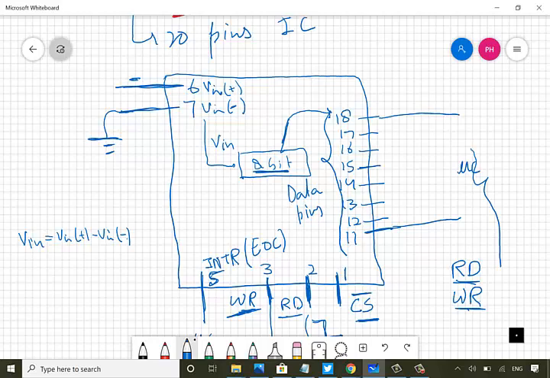Then we will discuss the power pins, which are actually used to give power to the ADC 0804. We have pin number 20, that's used as VCC, and then we have 2 ground pins, analog ground and digital ground. That will be pin number 8 as analog ground and as digital ground we have pin number 10.